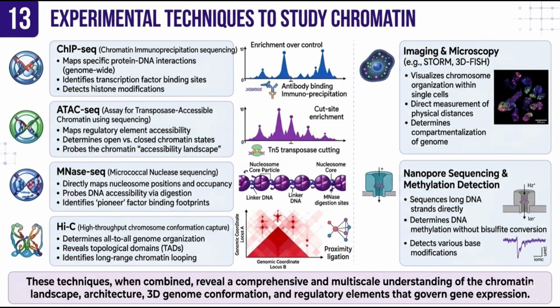Next, we have ATAC-seq. This technique uses a hyperactive enzyme called Tn5 transposase to tag and sequence regions of open or accessible chromatin. It tells us which parts of the genome are active and available for regulatory proteins to bind.